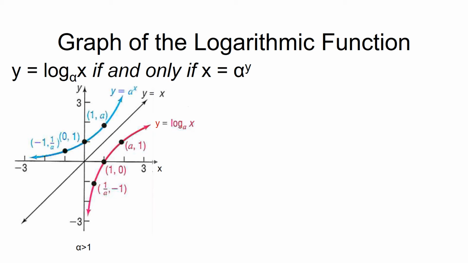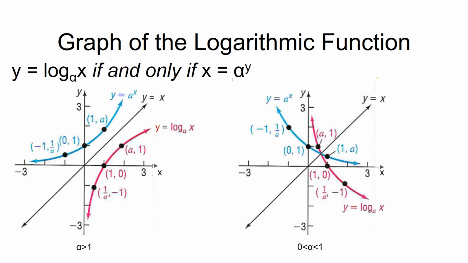y is going to equal log base a of x if and only if x is equal to a to the y. And when you say if and only if, it means that both conditions have to be true. And we could write the statements in either order. We could also say x is equal to a to the y if and only if y is equal to log base a of x.